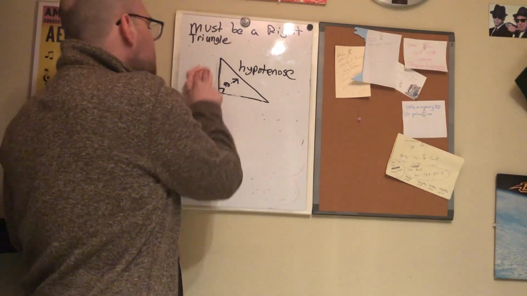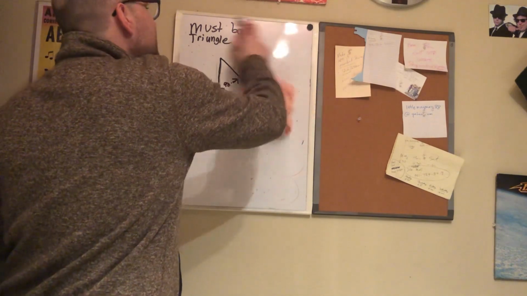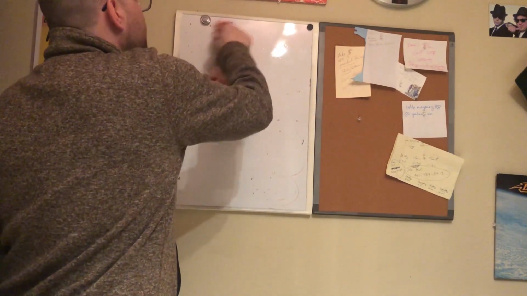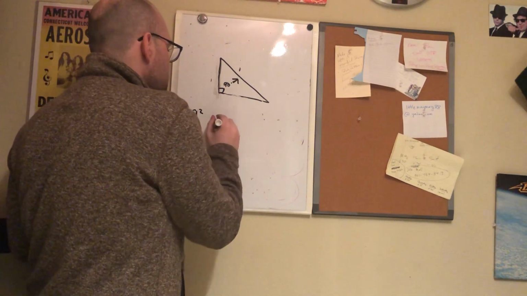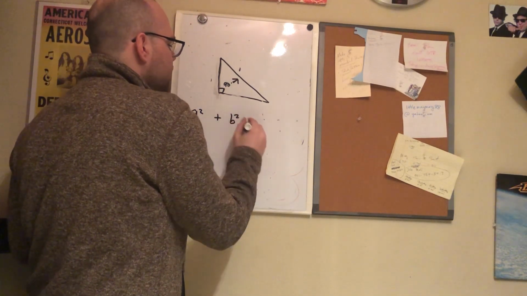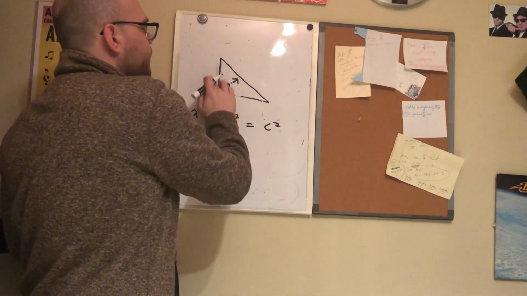So now we're going to actually talk about the theorem itself. We're going to talk about the statement that is attributed to Pythagoras. And that statement is a squared plus b squared equals c squared. So let's go ahead and plug in those values.